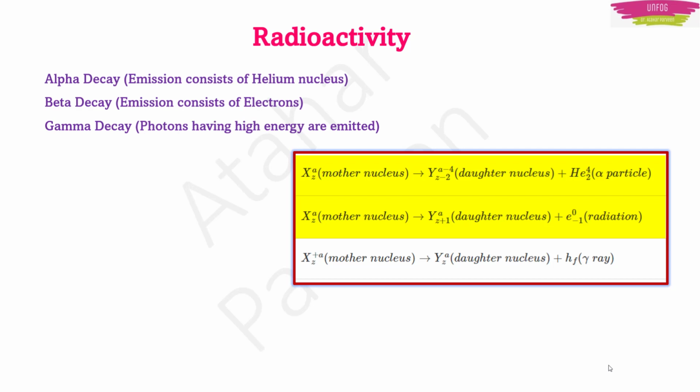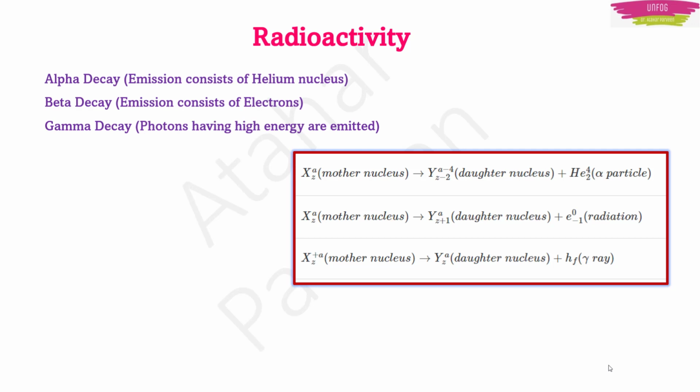Then in gamma decay, the daughter nucleus will be the same as the mother nucleus even after radioactive decay, because here only gamma rays will be emitted. Gamma rays are nothing but high energy photons. No particle is released here. That's why the daughter nucleus atomic number and mass number will not be changed.